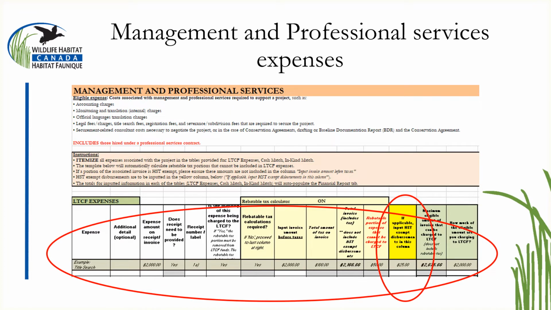Management and professional services. These are expenses for management and professional services required to support a project, such as accounting charges, monitoring and translation, internal charges, official language translation charges, legal fees, title search fees, registration fees, and severance and subdivision fees that are required to secure the project.